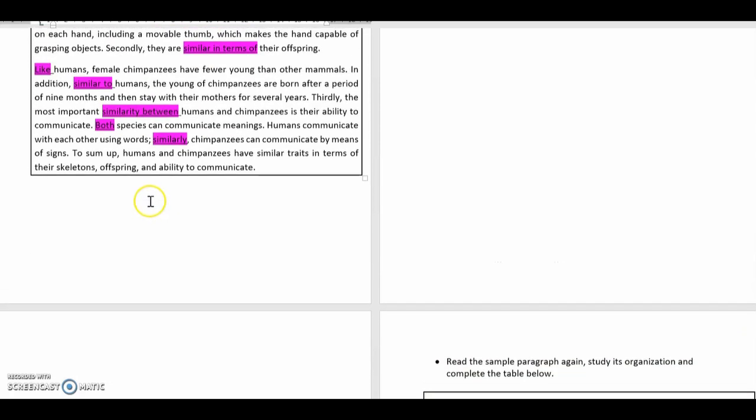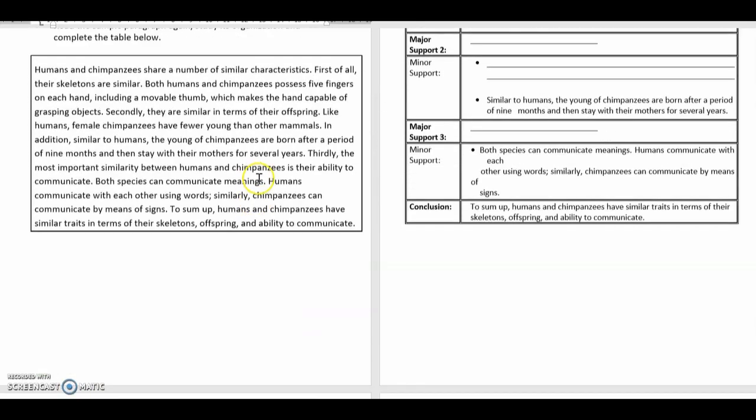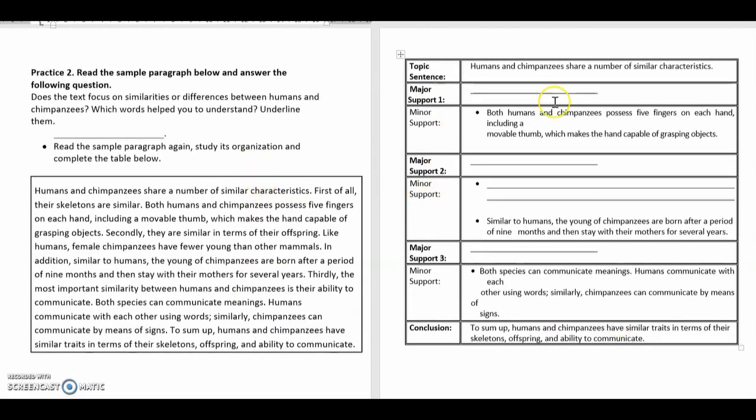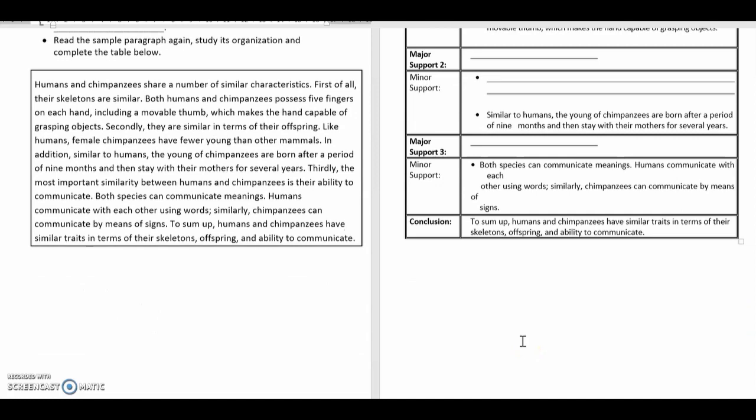Let's move on. Please look at the table here. Read the paragraph again and complete the table. It's again better to pause the video here and we'll come back.